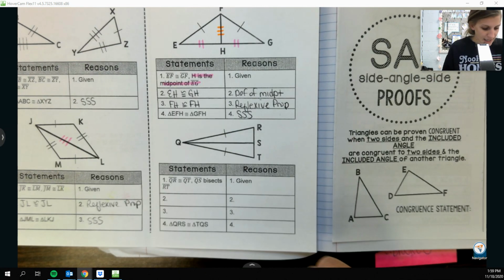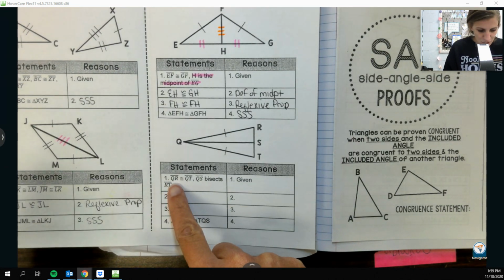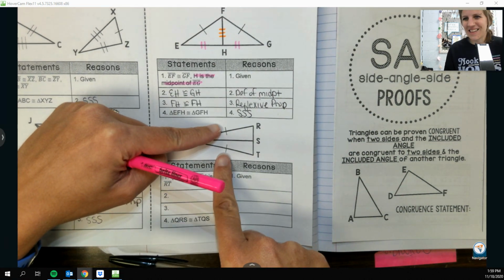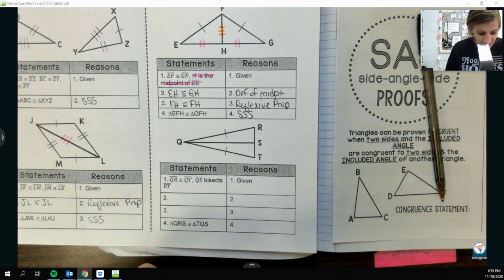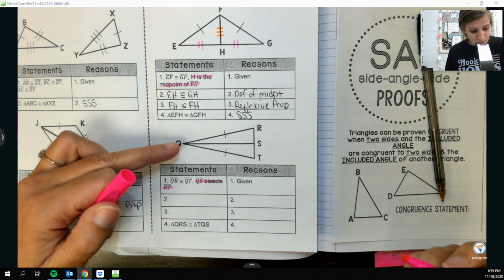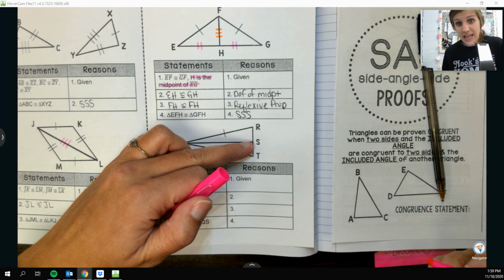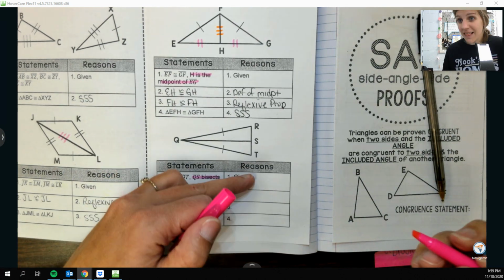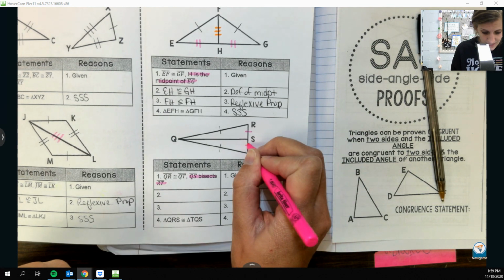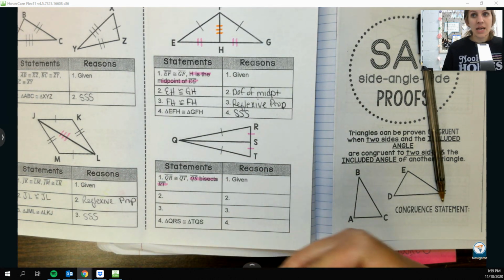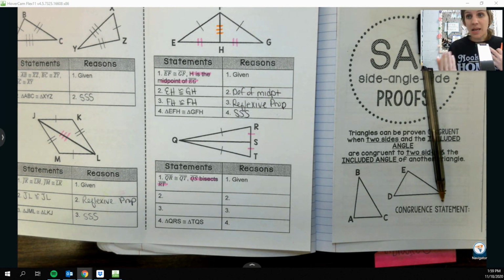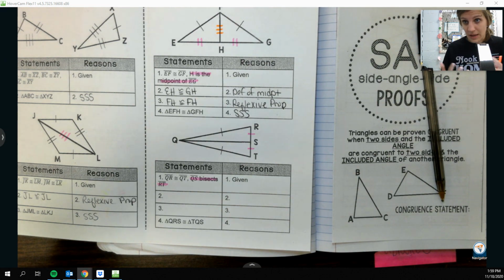Alrighty, so down here, it's given to me that QR is congruent to QT. Okay, so that's what we got with the one tick marks. Then it says that QS bisects RT. So QS, this line, is cutting RT, that line, in half. And in half means that each side is the same. Now again, that's only two things that they've given to me, so I have to hope that my picture gives me something like a shared side, vertical angles, or something like that.